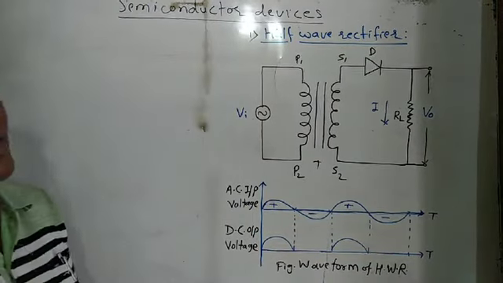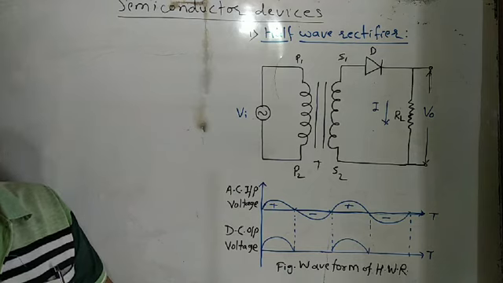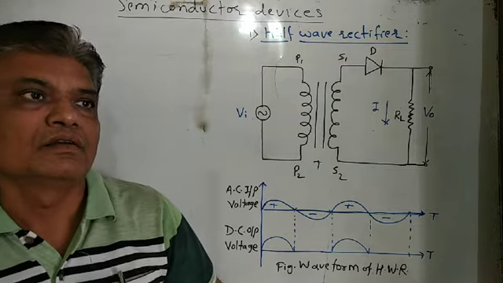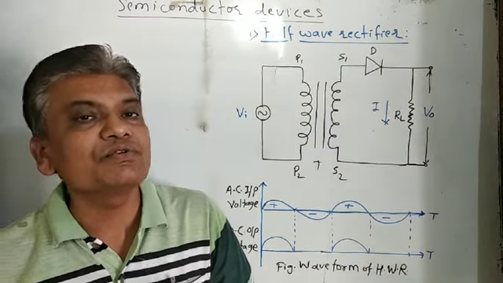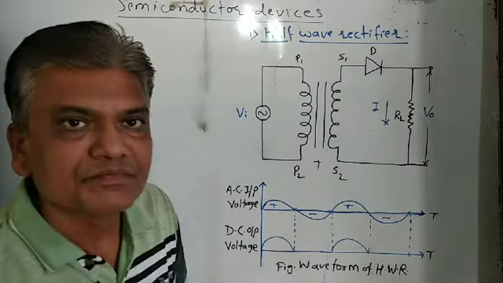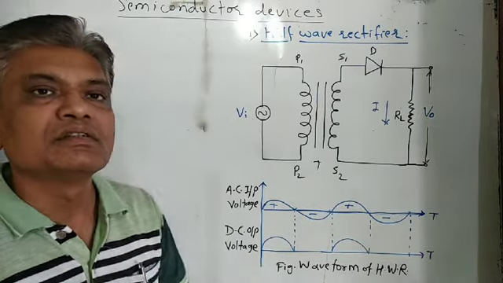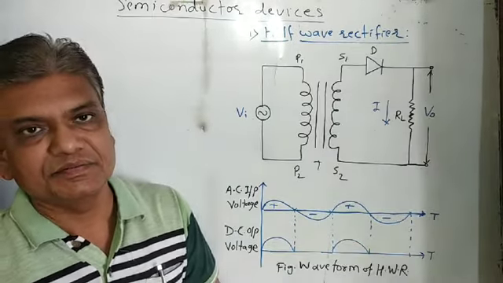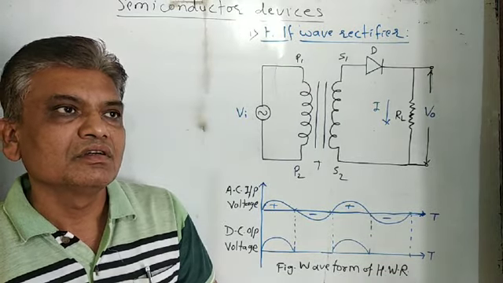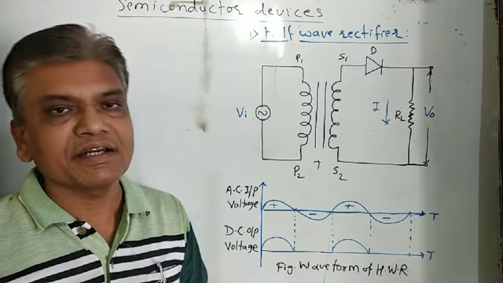Now in these semiconductor devices, we see the PN junction diode as a rectifier. We know that AC voltage has a sinusoidal nature, flowing in both directions. The electronic circuit which converts AC into DC is called a rectifier. Rectifier means AC voltage is converted into DC voltage.